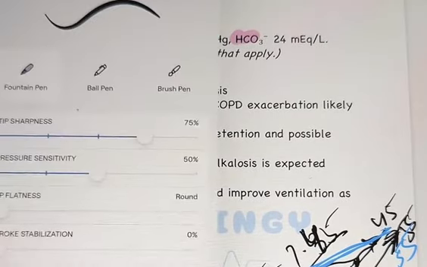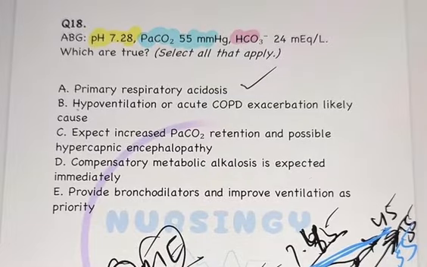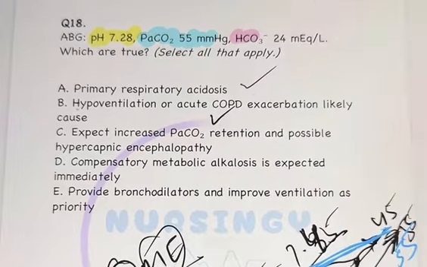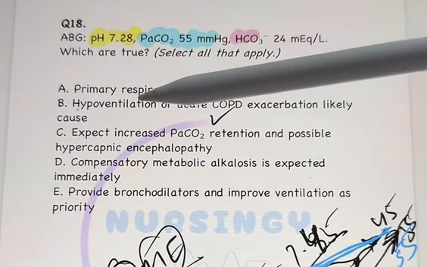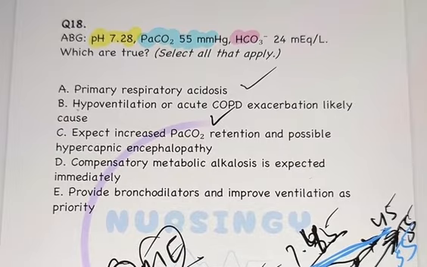What about B? Hypoventilation or acute COPD exacerbation as the likely cause. Is it correct? Yes, because in COPD and hypoventilation we are retaining the acid, retaining the carbon dioxide, so that's why we can see respiratory acidosis over there.